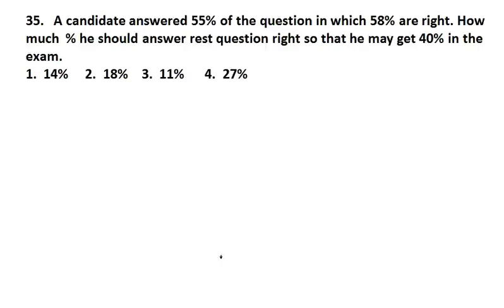Question number 35. Try this by yourself. A candidate answered 55% of the questions, in which 58% are right. How much percent should he answer the rest of the questions right so that he may get 40% in the exam? Now if we do this with the alligation method, look guys, he already got 58% right. Now how much percentage do you have to answer right so that he gets overall 40%.